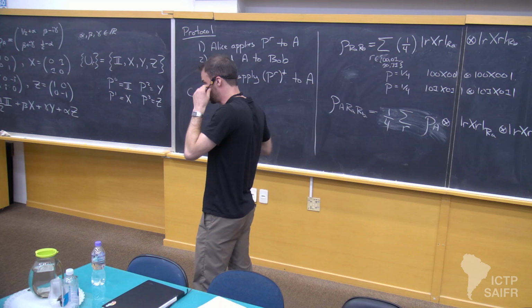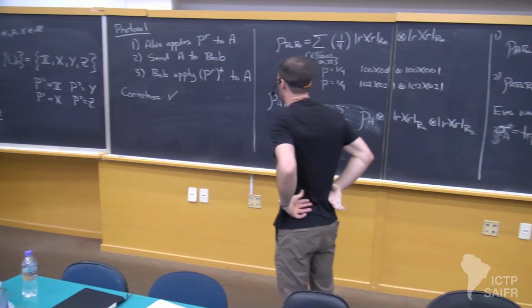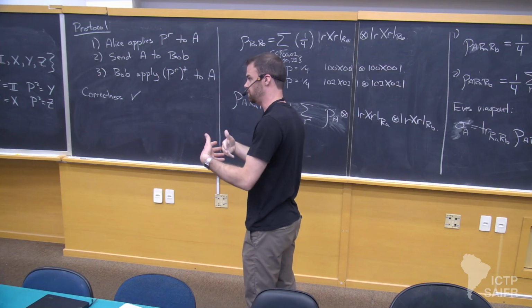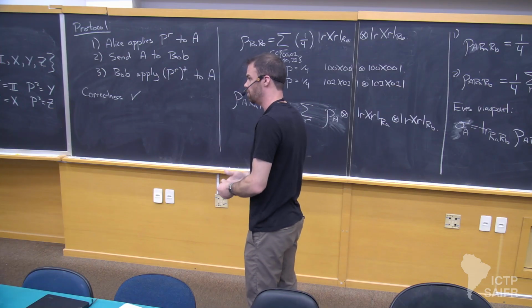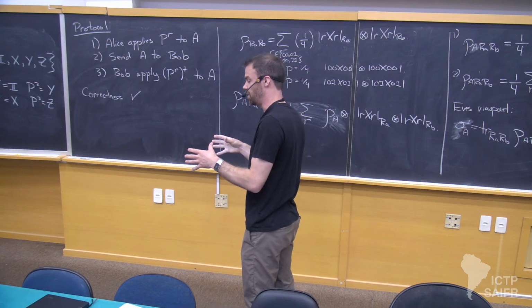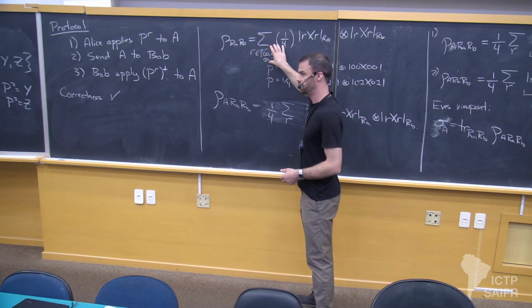So R was chosen randomly at the beginning. And so to Alice, R is fixed. She's learned what R is, and it looks fixed. But to Eve, R is some random thing that she doesn't know. And so we need to keep R inside the sum.